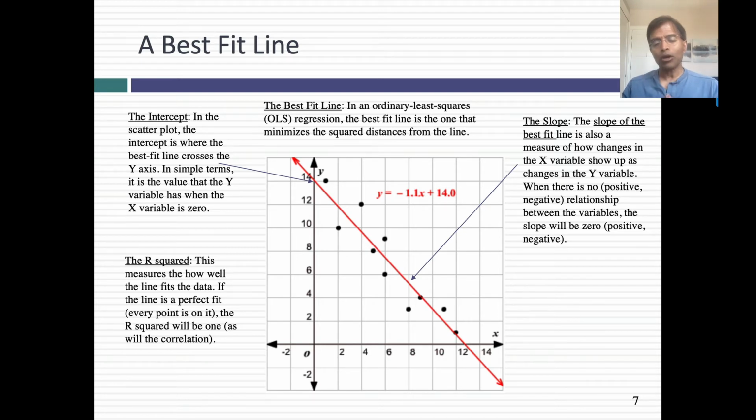So scatter plots, correlations, covariances, best fit lines are all part of the same discussion. You're looking at two variables, you're trying to see whether the two move together, and with the best fit line, you're trying to go further. Can I use one variable to get an expected value for the other? In this case, the answer is yes.